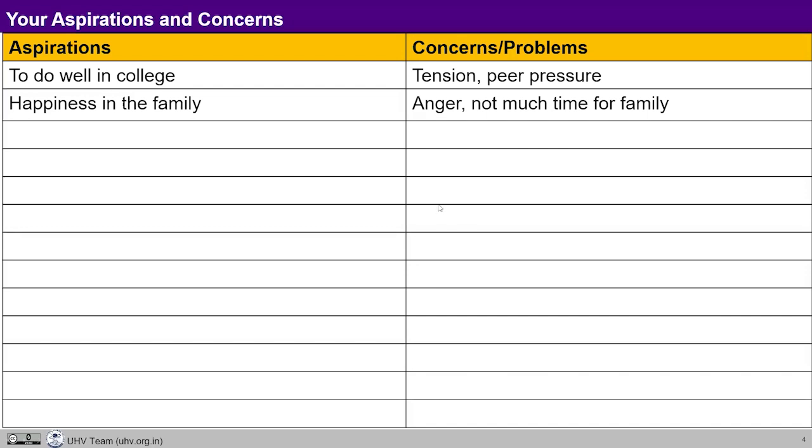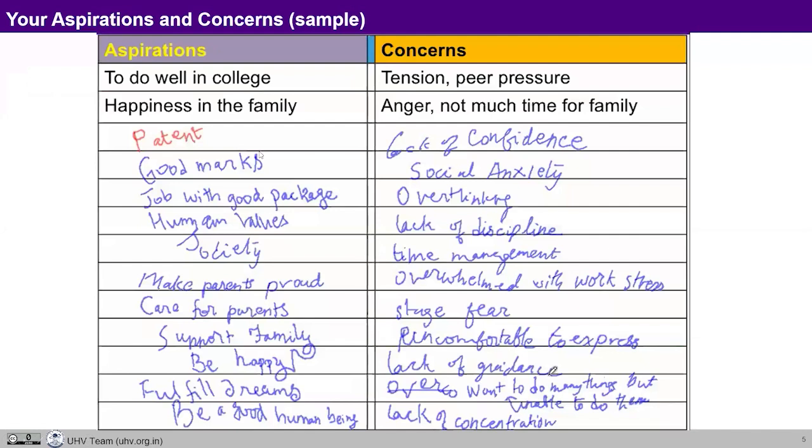So this illustration has been made here. So aspirations could be to get some patents in their name, good marks, a job with good package, maybe to understand human values or live with human values, to do something great for the society, make parents proud, take care of parents, support family, be happy, fulfill dreams, be a good human being. So many things could be there. That could be otherwise also.